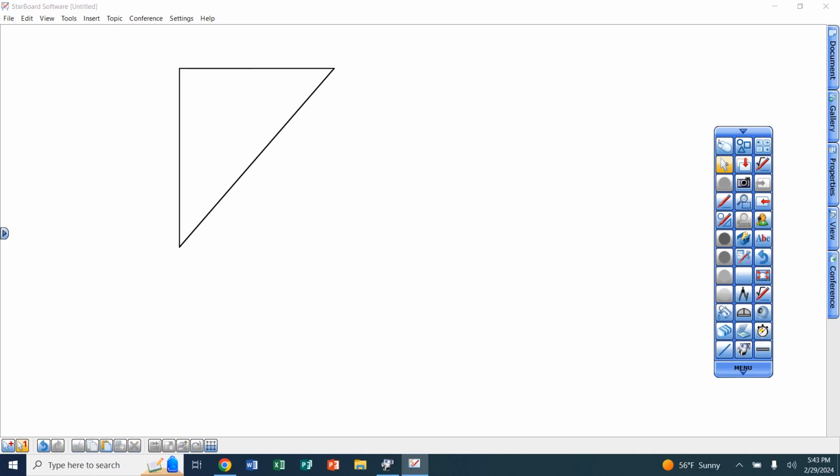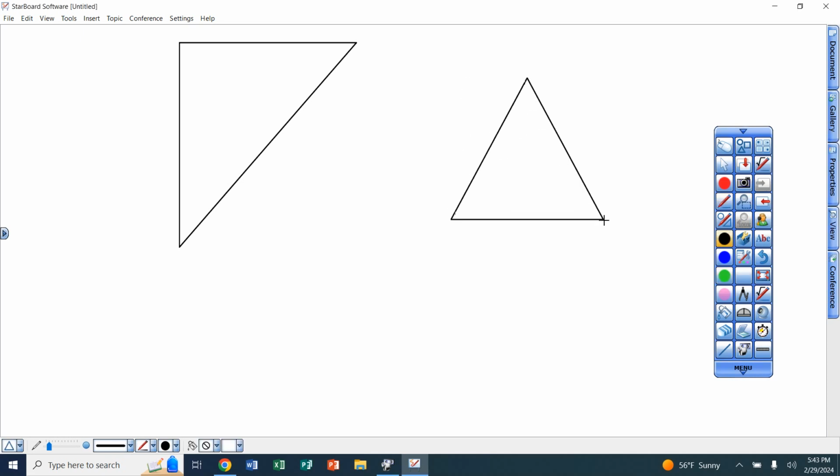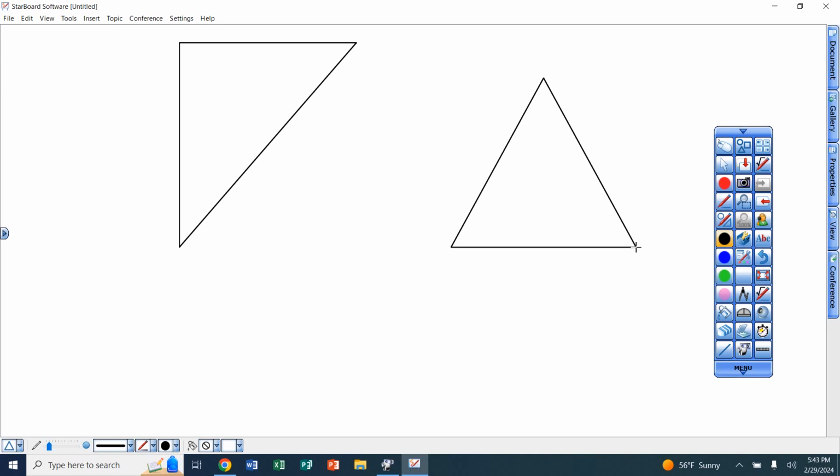What kind of triangle is this right here? That is a right triangle. Good job. Let's put another triangle. If I gave you this triangle without any marks on it, what kind of triangle is that?